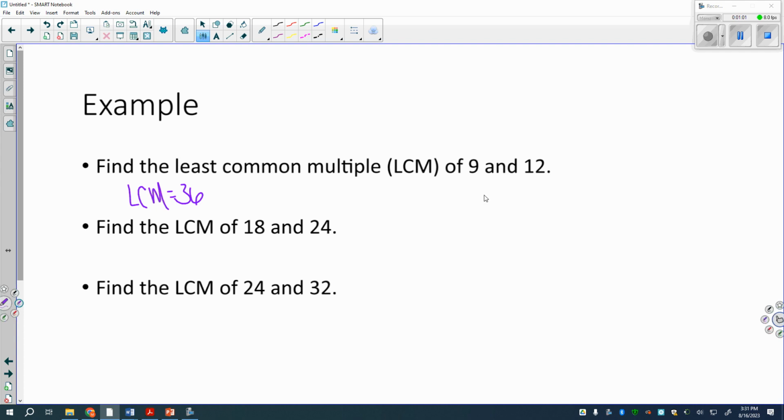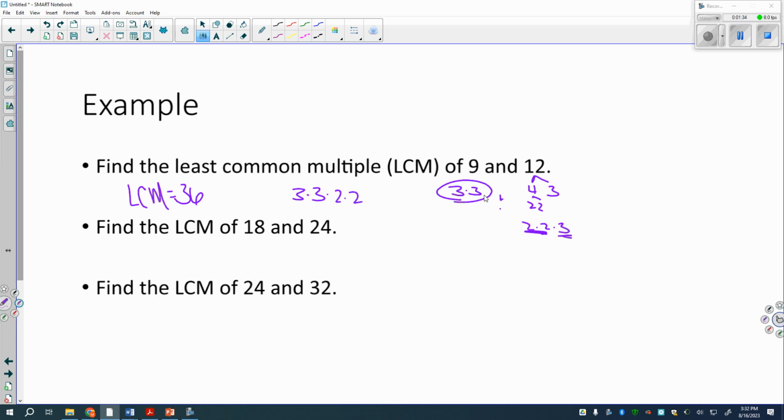So 9 is 3 times 3. 12, that's 4 and 3 and 2 and 2. So that's 2 times 2 times 3. And when I look at these two numbers, this one has 2 3s. So I know my LCM has to have a 3 times a 3. And this one has 2 2s and a 3. Well, I've already taken care of the 3 because it's there. The 3 is already taken care of, but I don't have 2s, so I have to have 2 2s.